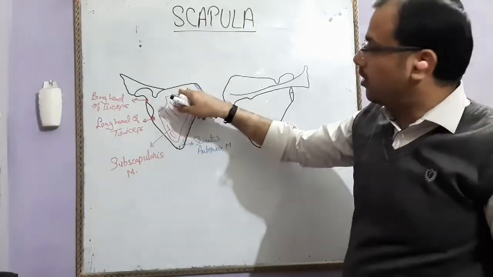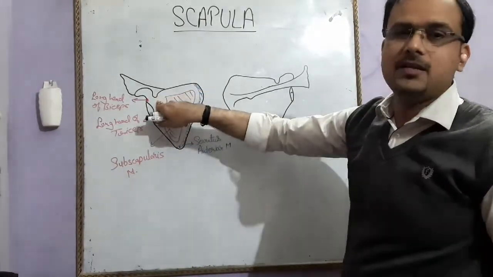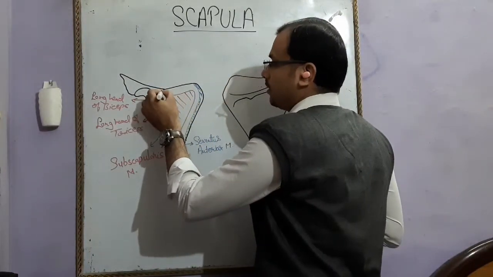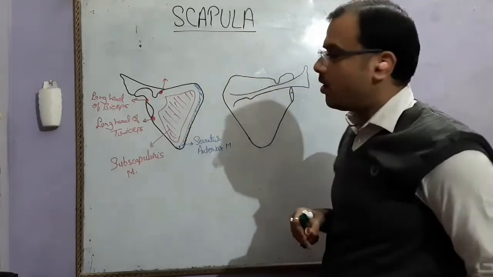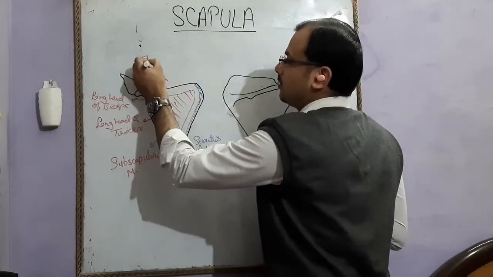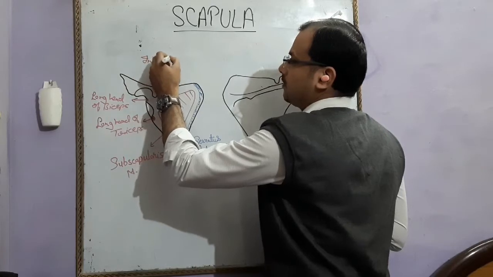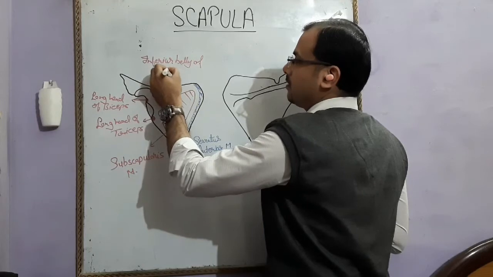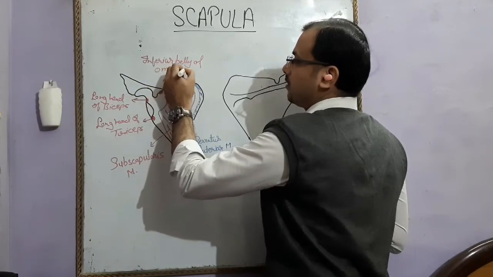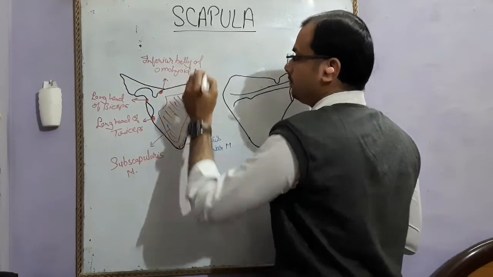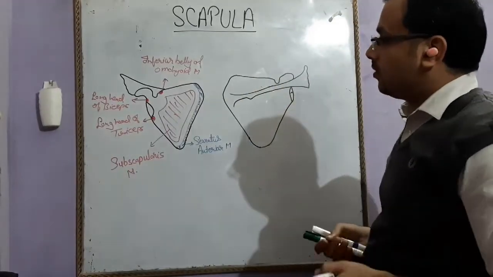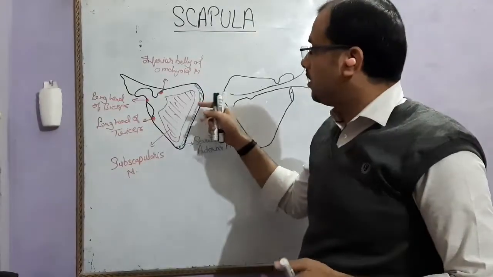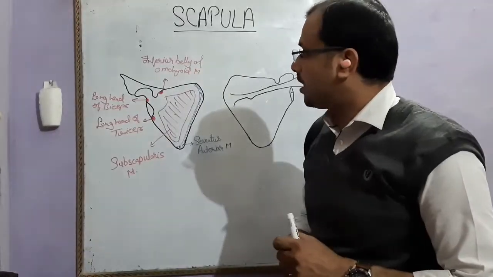On the superior border near the suprascapular notch is the origin of the inferior belly of omohyoid muscle. Inferior belly of omohyoid muscle. So these are the attachments of the costal surface of the scapula.